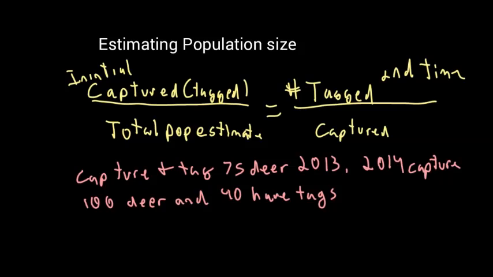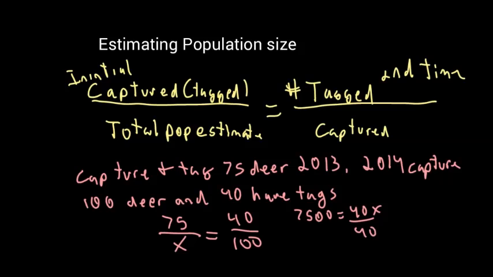So we set this up. Originally I had 75 that I captured and tagged. Then I went out, and the next year 40 of them had tags out of the 100 that I captured. So now I have a proportion that I can solve. So I can do 75 times 100. So that's going to be 7,500 equals 40x, and then divide by 40. So that's going to be 7,500 divided by 40, which gives me, and you're going to have to round at this point, about 188 deer in the population.